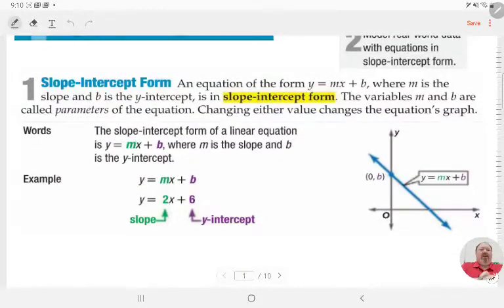So if we look at mx plus b, whatever m is, for example, if it's 2, then 2 would be the slope. Where b is, so if b would be positive 6, then that's where the y-intercept is, where the line would cross the y-axis. Okay? All right.